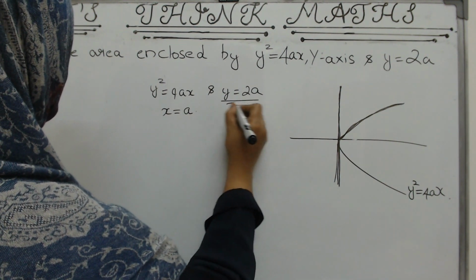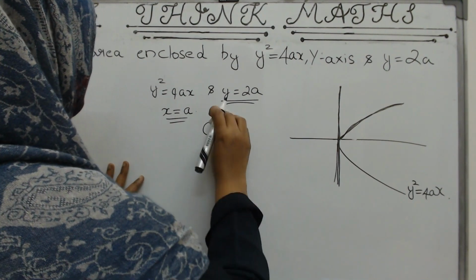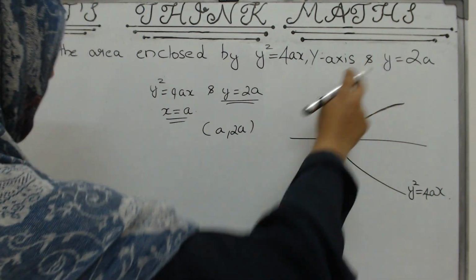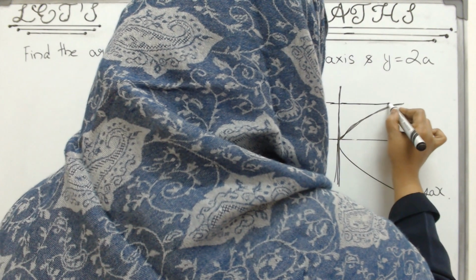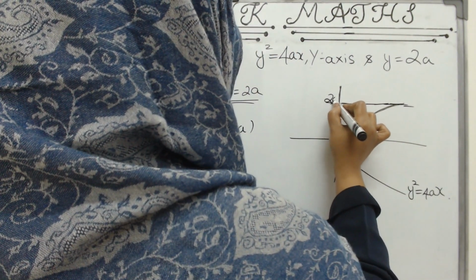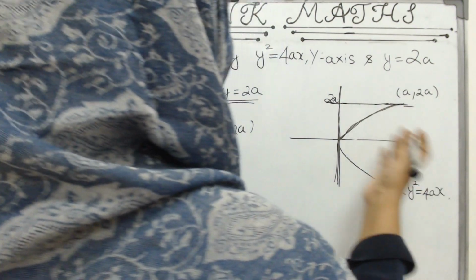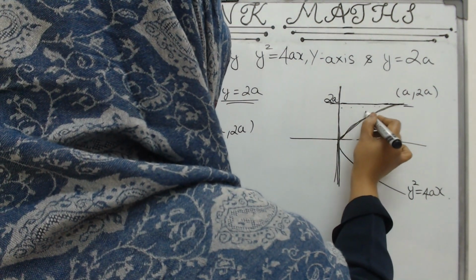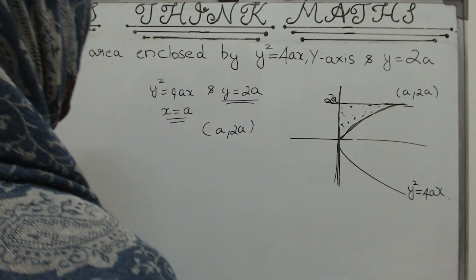So, in other words, you get a point of intersection. And what is the point of intersection? It is (a, 2a). So, this line does meet the parabola. And it meets it here. So, suppose this point is 2a. It meets it at a point (a, 2a). So, that is good news. It does meet. So, what does that give us? That gives us an area. So this is the area that we have to find.